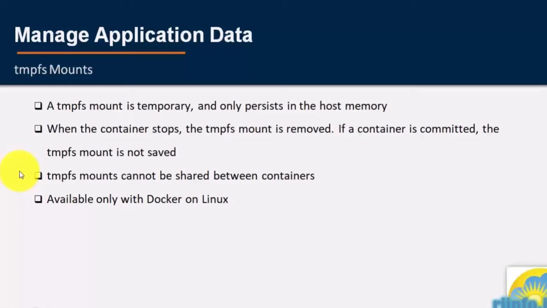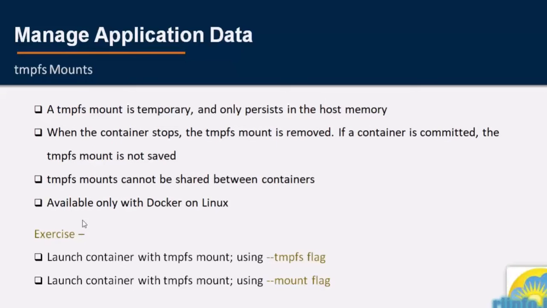Unlike volumes and bind mounts, tmpfs mounts cannot be shared between containers. It is available only with Docker on Linux. For tmpfs mounts, you can use the tmpfs flag or the mount flag. The only difference is that the tmpfs flag cannot be used with services in a Swarm cluster.